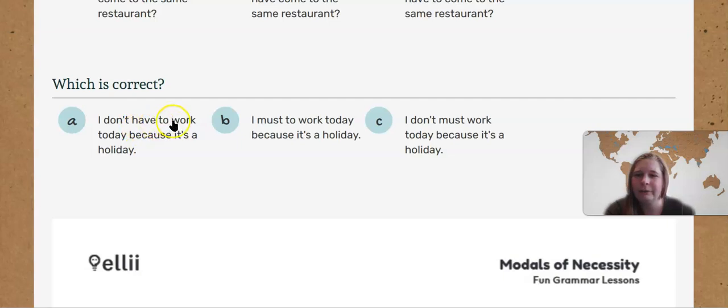Which is correct? I don't have to work today because it's a holiday. Looks good. I must to work today. No to after must. I don't must. No, I can't say don't must. It's mustn't. This is correct.